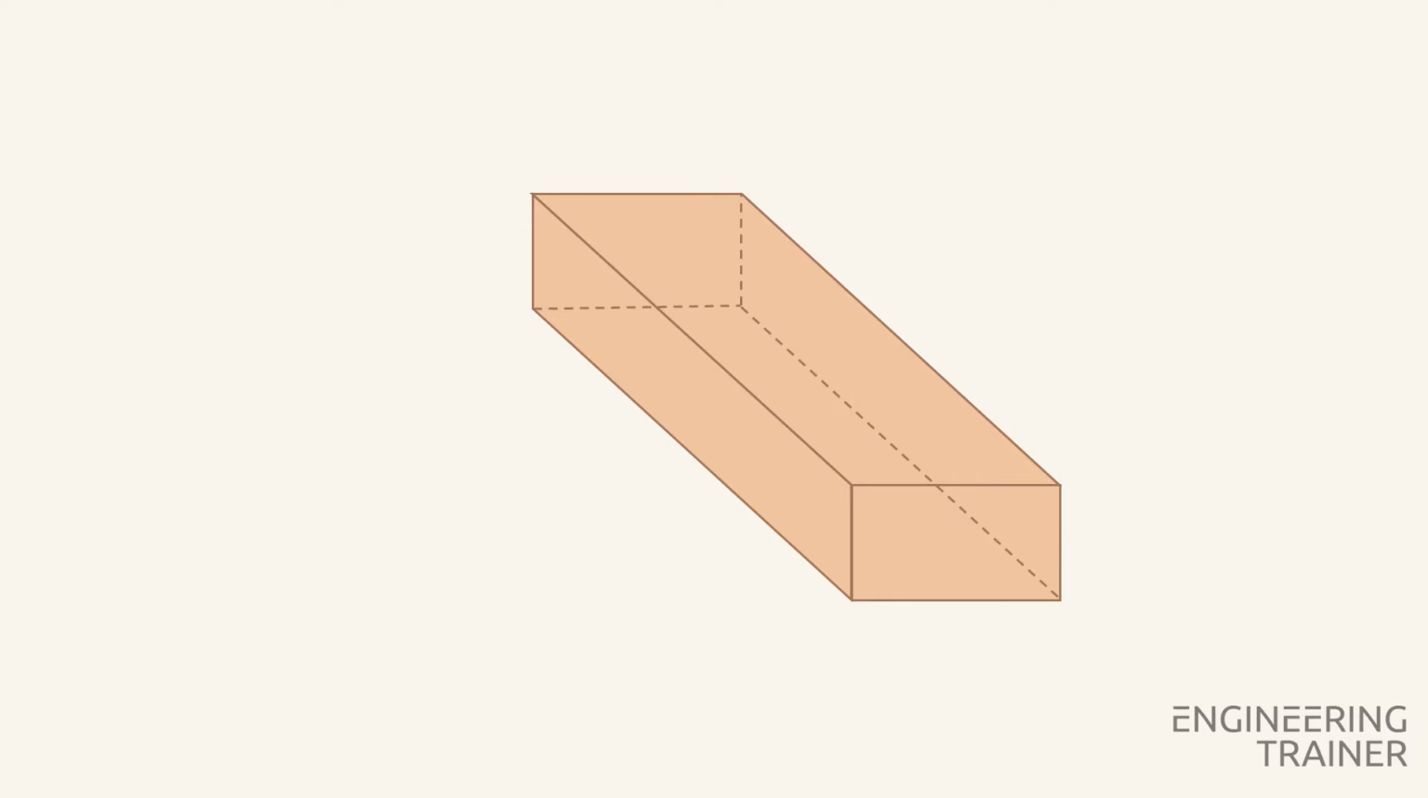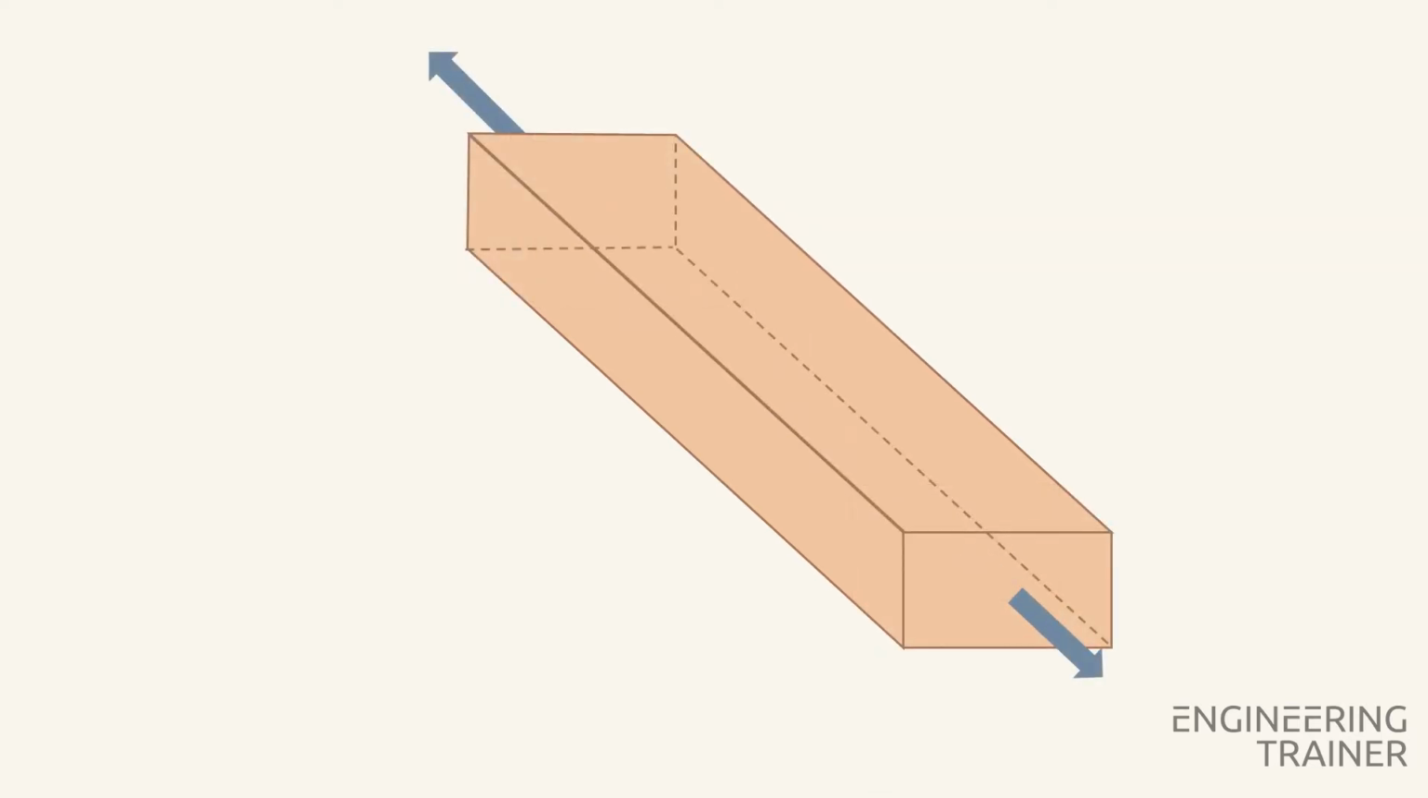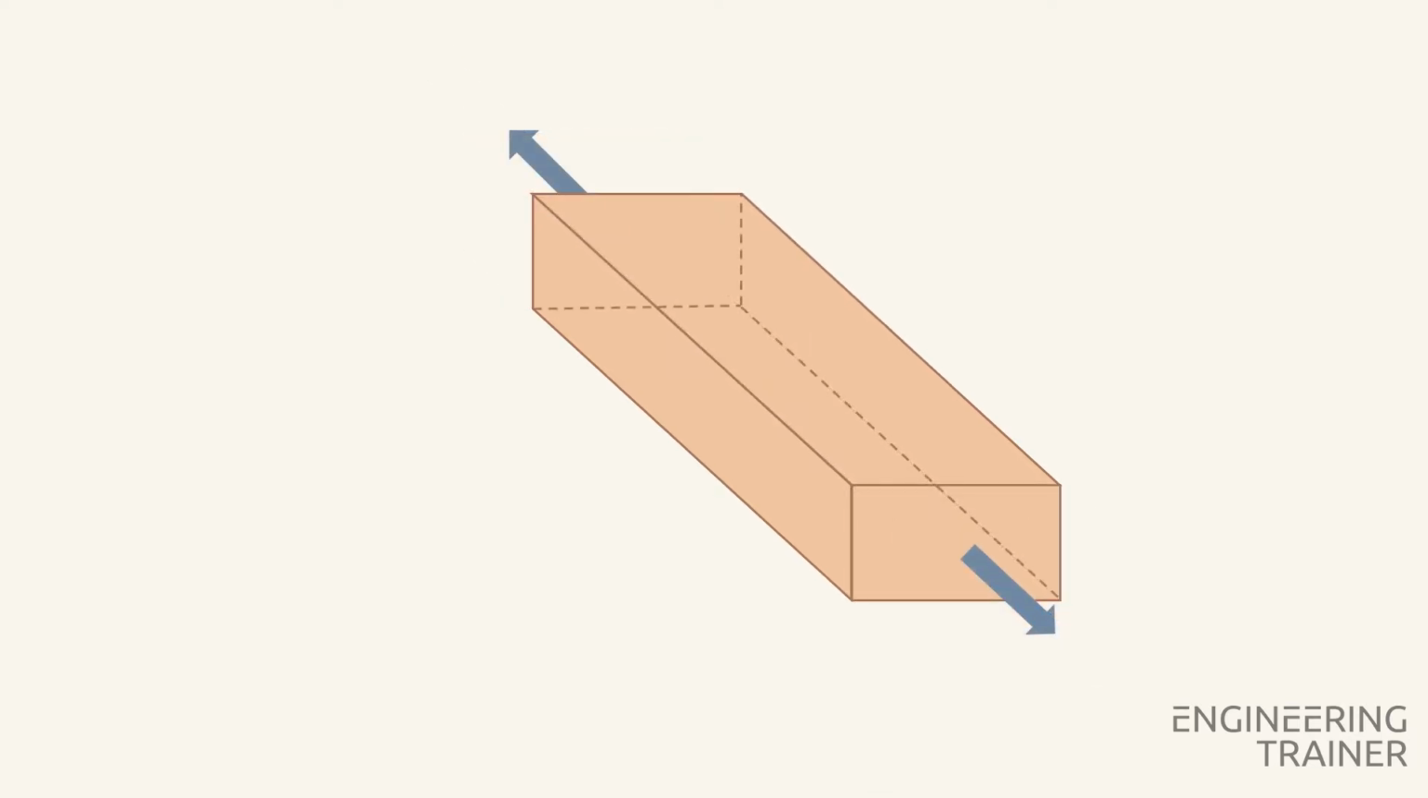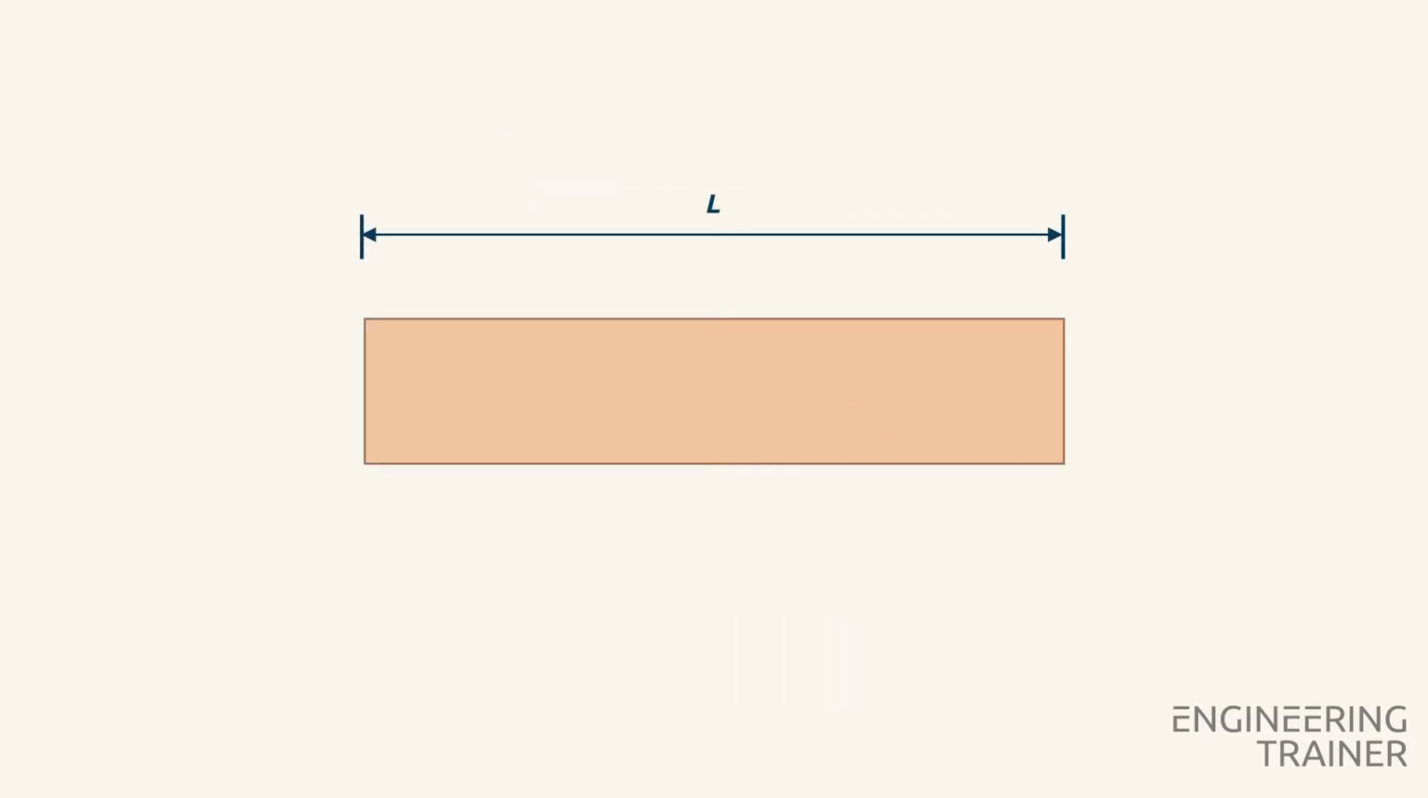Let's take a close look at the elongation of a material when forces are applied. We consider a beam with length L0 that is anchored on one end. If a force is applied to the free end, the beam will be stretched. The additional length, labeled as delta L, is called the elongation.